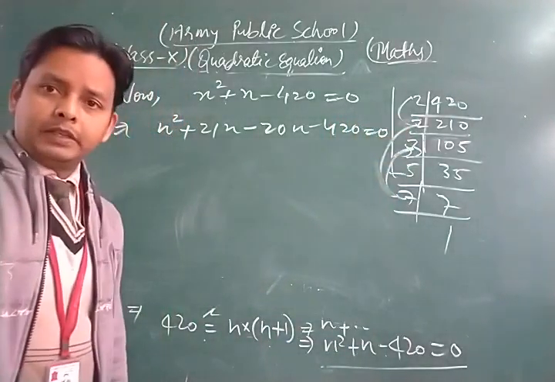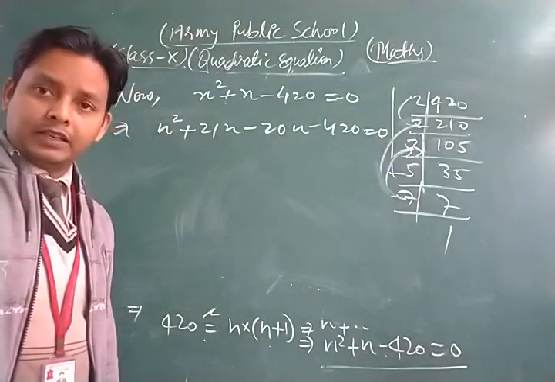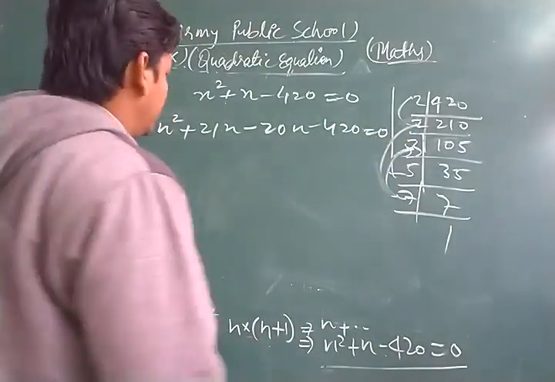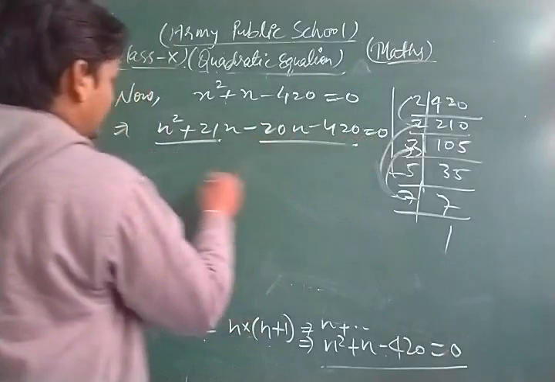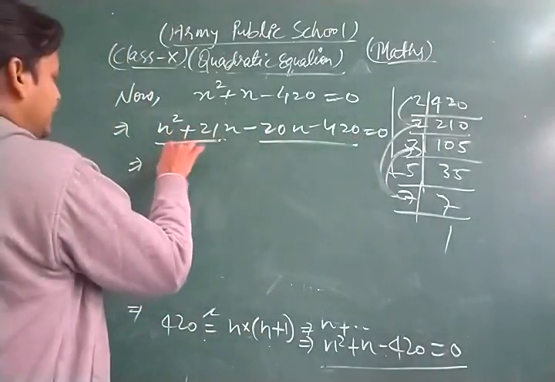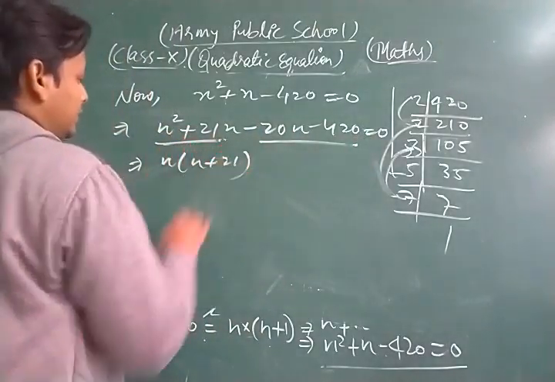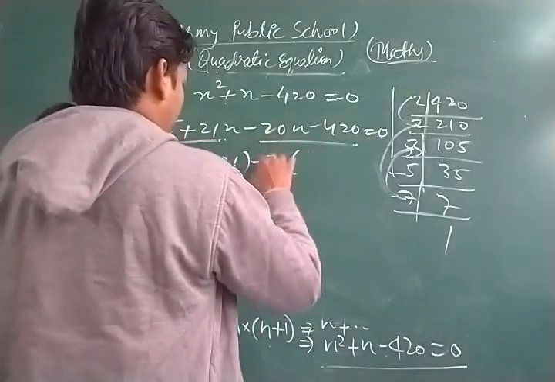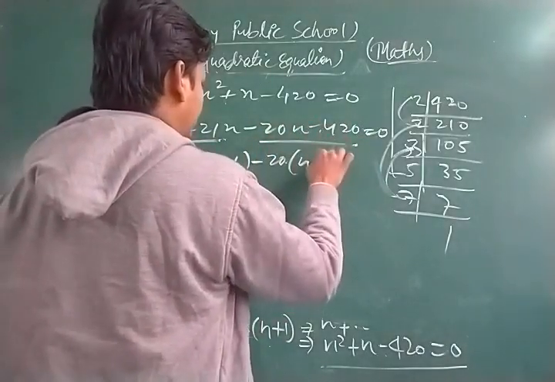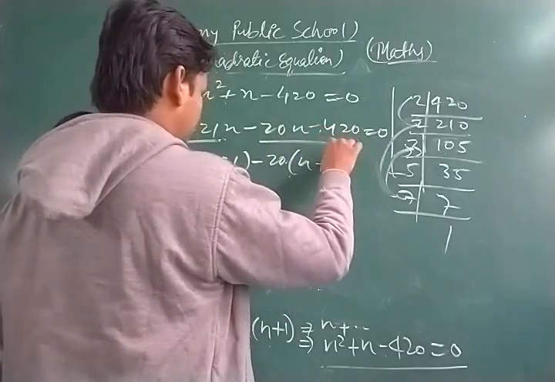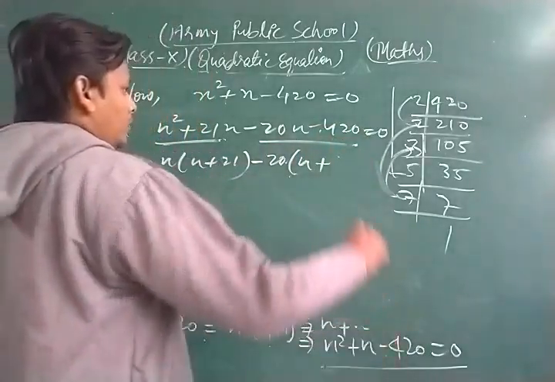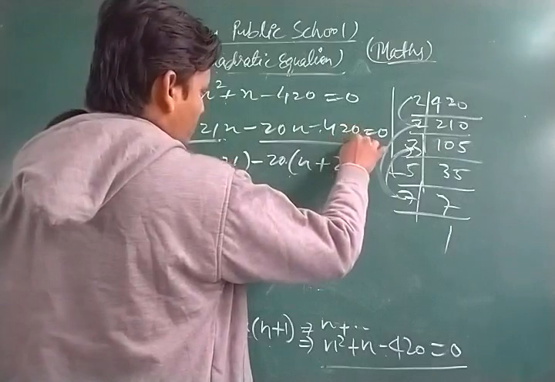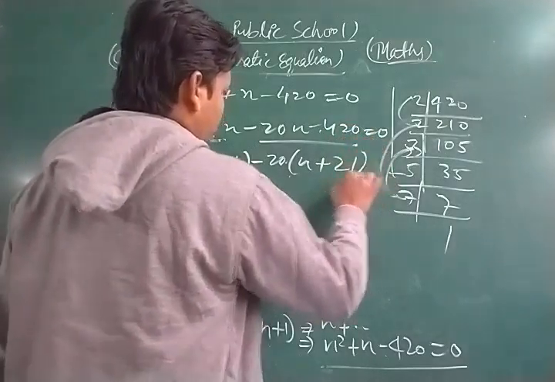We just split the middle term. Okay, now we found the pair. Now from these two terms we take n common, so this is n plus 21, and this is minus 20, is equal to 0.